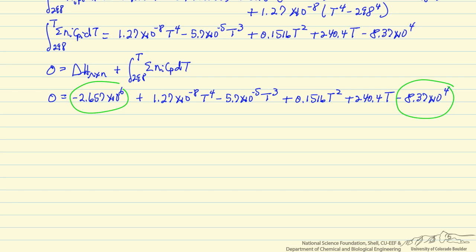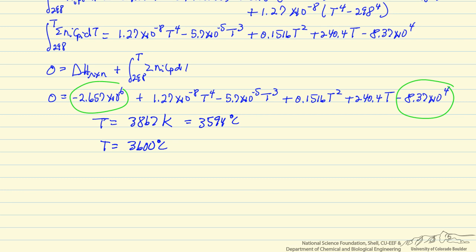And we can do that in Excel solver. We get a temperature of 3,867 Kelvin. Of course, it's not accurate to this many significant figures, so around 3,600 degrees C.